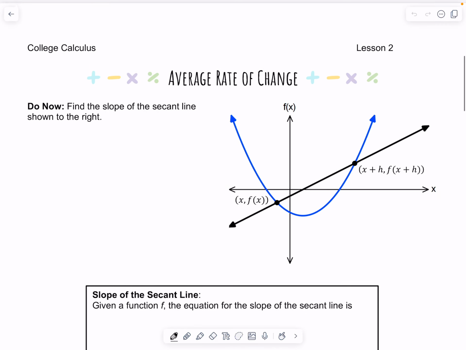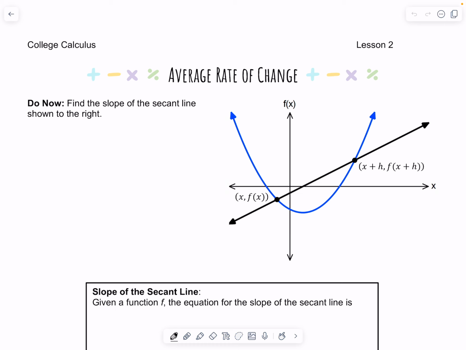Okay, we're going to go through lesson 2, average rate of change, in this video today. So the first thing I want you to do is just pause the video and read the do now. It's asking you to find the slope of the secant line. We just did this in homework 1 by going over it, right? You're finding the change in y over change in x over the given interval.